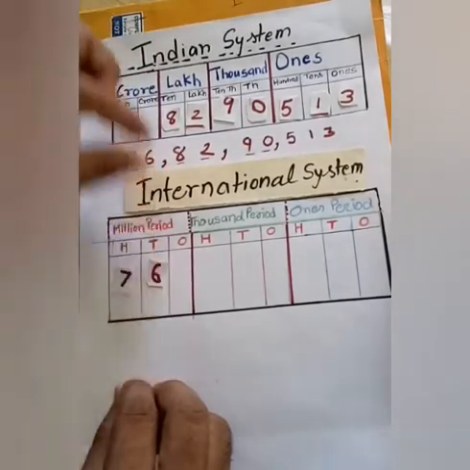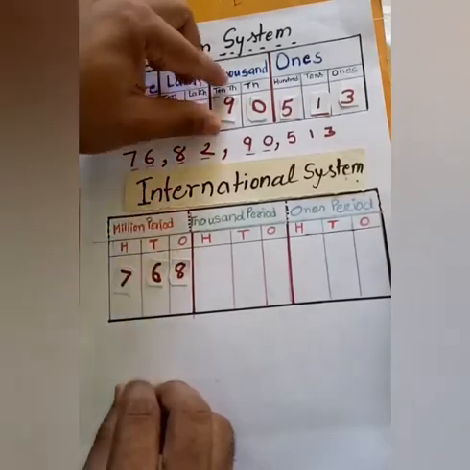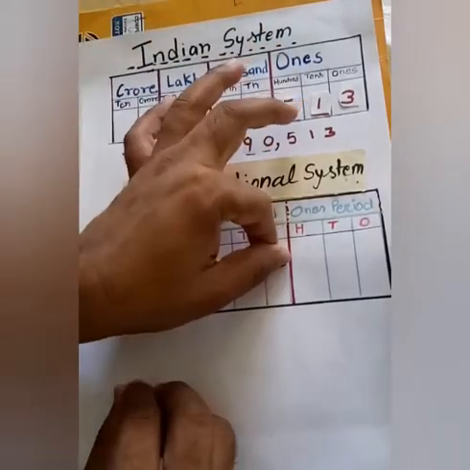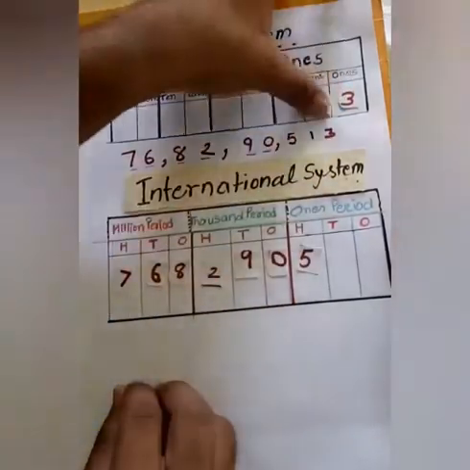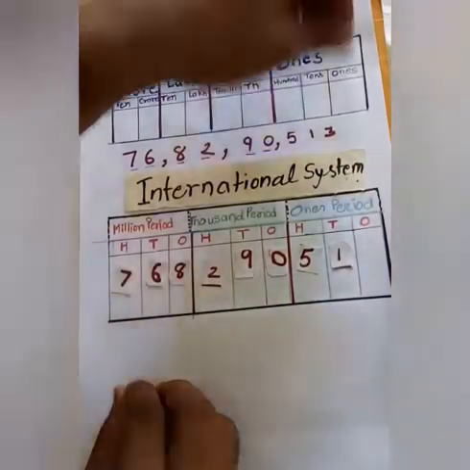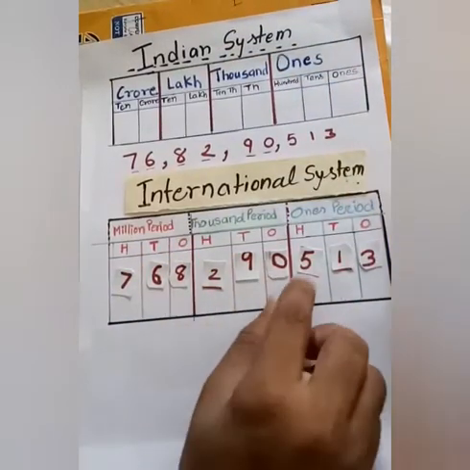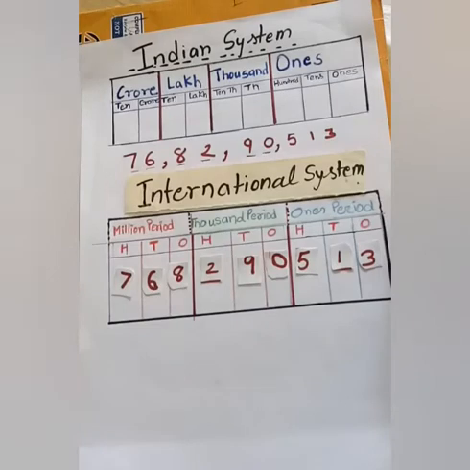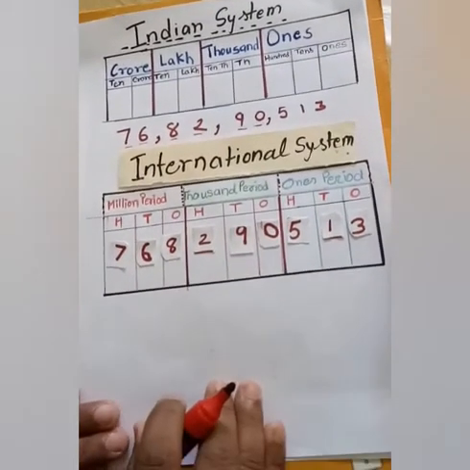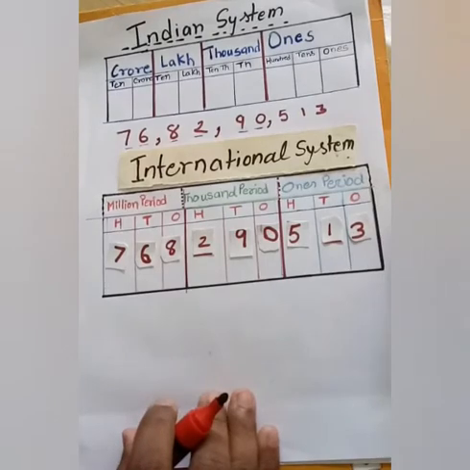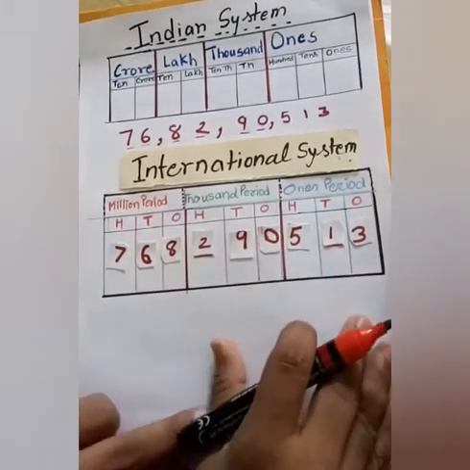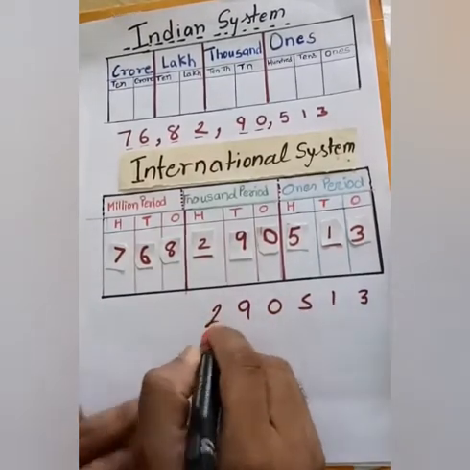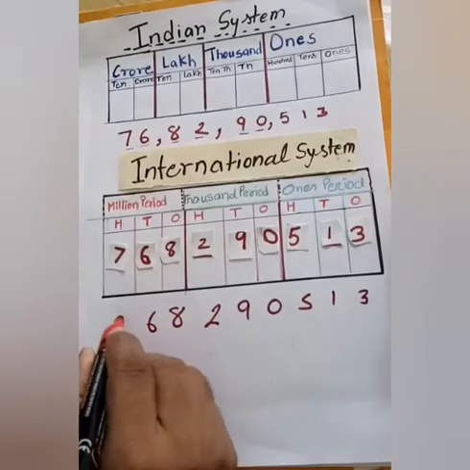7 here, 6 here, 8 here, okay, 2 here, 9 here, 0 here, 5 here, 1 here, and 3 here. Can you read now this same thing as I told you? Now let me write down this one similarly the way we have done here to put the commas. Okay, so I am writing this number again: 3 1 5 0 9 2 8 6 7.